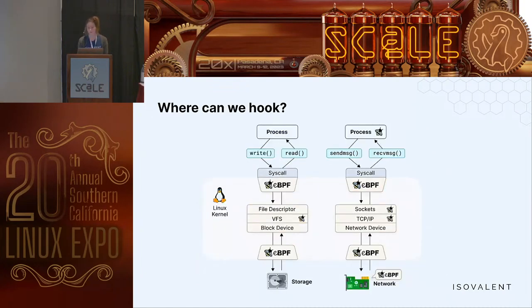So where can we hook? Where can we attach BPF programs? I only talked about system calls, but there are so many more. Starting from the top, we can attach to user space applications using uprobes, user space probes. If your application has a function, we can hook on that function and execute BPF code. Of course, we can attach to system calls, kernel functions, and tracepoints, which are more well-defined in the kernel.